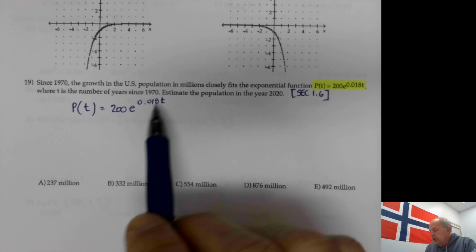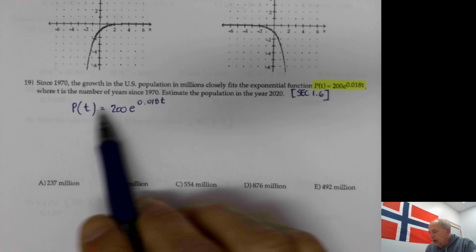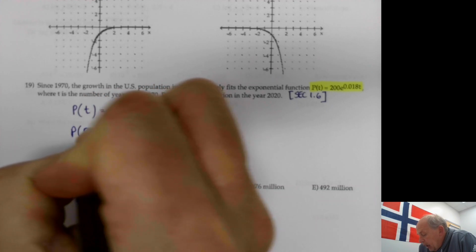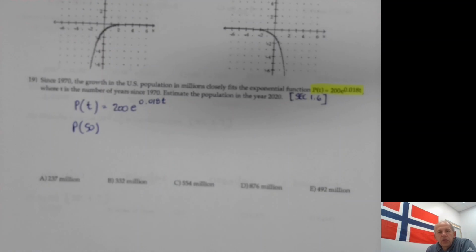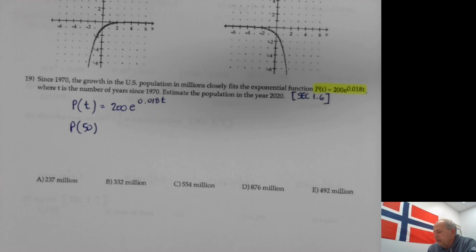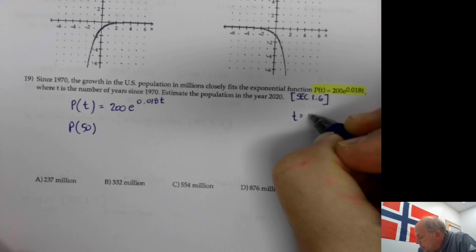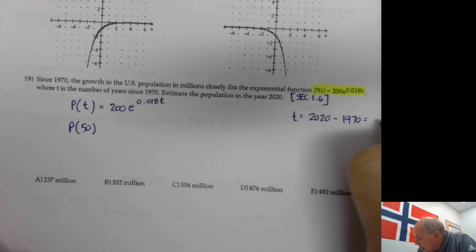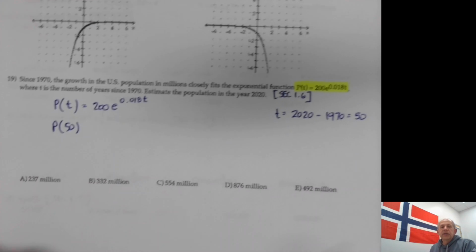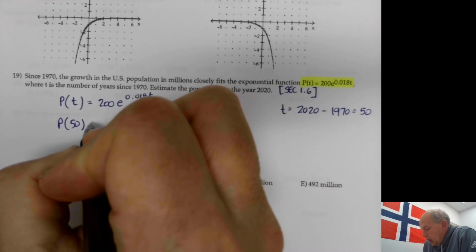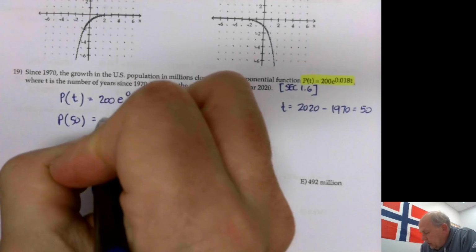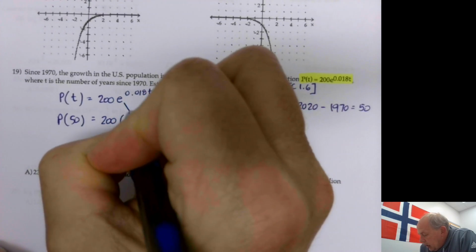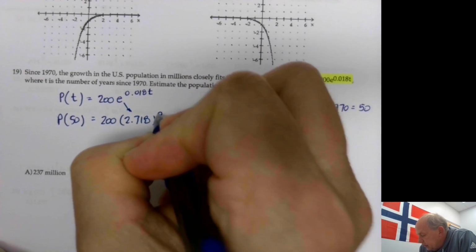So what I have to do is figure out what value I'm going to use for t to evaluate this model for. And I'm going to choose 50. The reason I'm using t equal to 50 is because there are 50 years between 2020 and 1970, so my t is going to be 50. So let me plug in 50 wherever I have t. My e is 2.718.